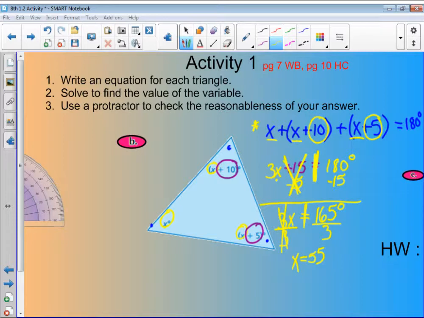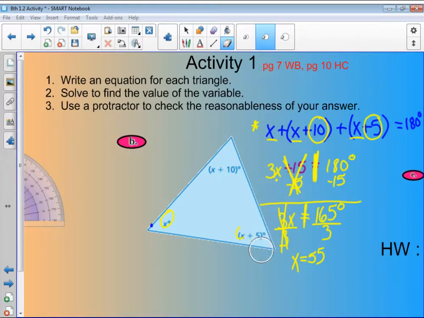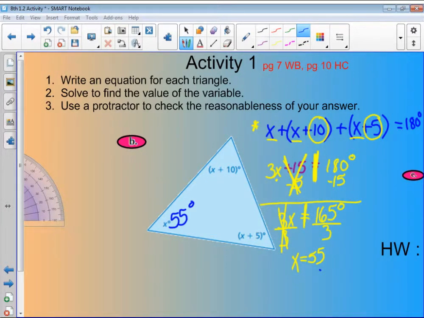Okay, so I found out what X is, but that's not my final answer. I'm going to have to go back in here and now place 55 where X is to find out what each of the degree measures are on that triangle. So this one's pretty easy. X, well, that was 55 degrees. So this angle's 55. Here, I'm going to put 55 where X is. Now I have to say plus 10. So 55 plus 10 gives me 65 degrees for this answer. And I'll circle these so you know they're the final answer.